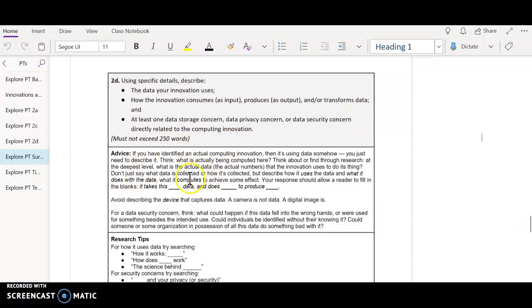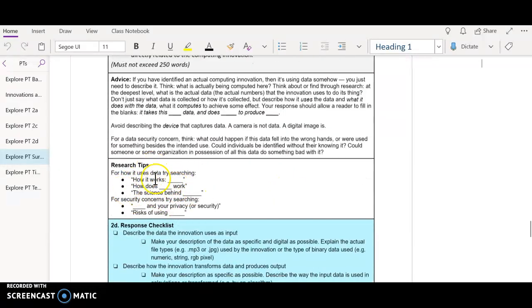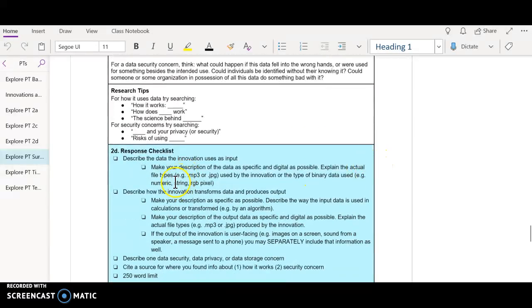So again, they give you some advice here. Don't just say what data is collected or how it's collected, but describe how it uses the data and what it does with the data. Okay. So how it works, the science behind it. Now, you don't need to know the exact process in terms of how it's taken in and transformed or outputted, but you can just say the data is collected and then this is what the user sees as output, or it's transformed in some way to give feedback. So something along those lines.